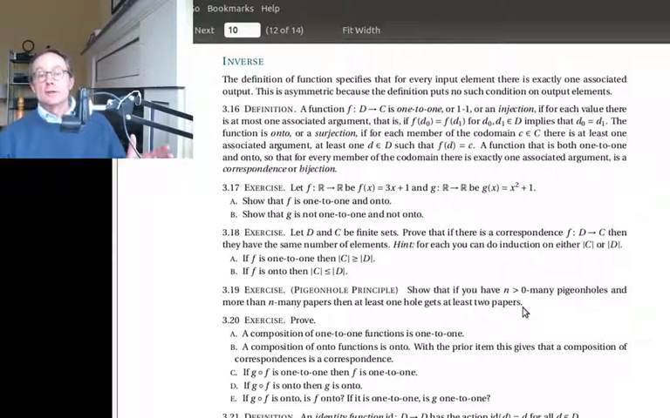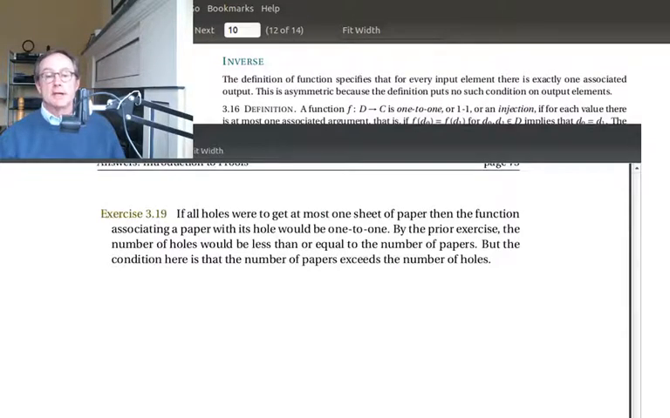Okay? It just turns out that's a principle that comes up a lot in practice, it seems to appear in the darndest places sometimes, and it has a fun name. Okay, so the idea is really very simple. If all the holes were to get at most one sheet of paper, then you have a function associating a paper with its hole. That function would be 1-to-1.